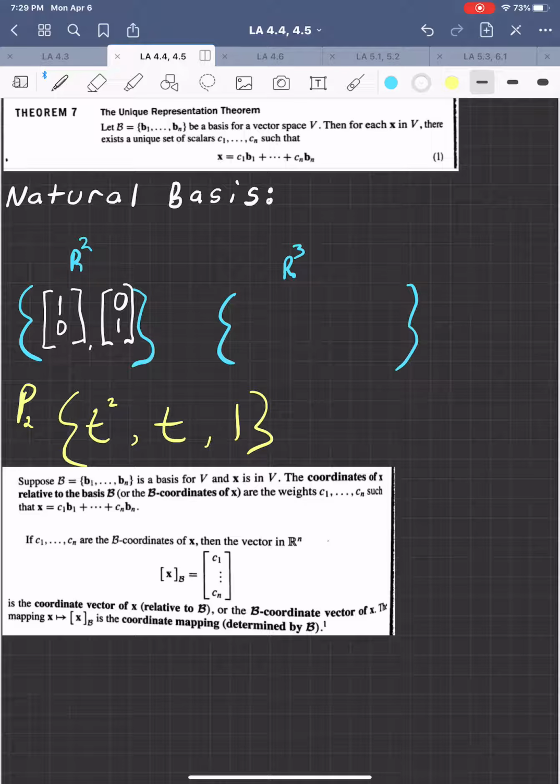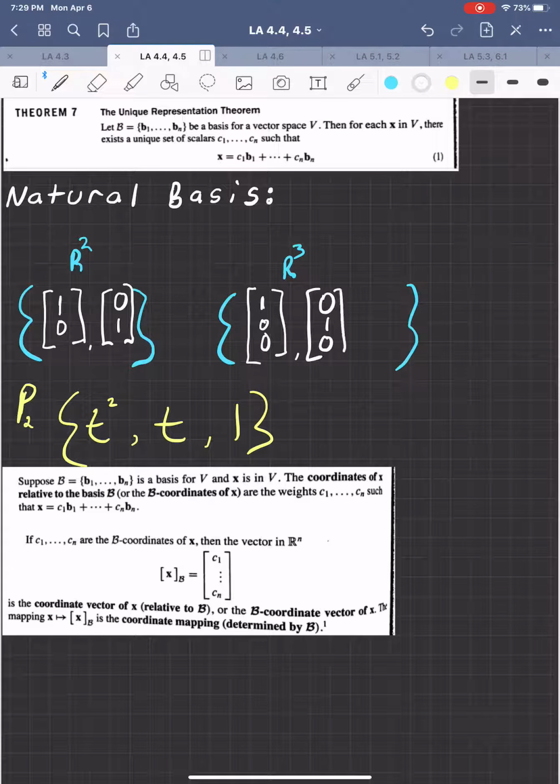In R3, it would be 1, 0, 0, 0, 1, 0, and 0, 0, 1. This would be the natural basis in R3 space. And the natural basis is very, very easy to plot in unit vectors, just like we've been plotting points all of our life.